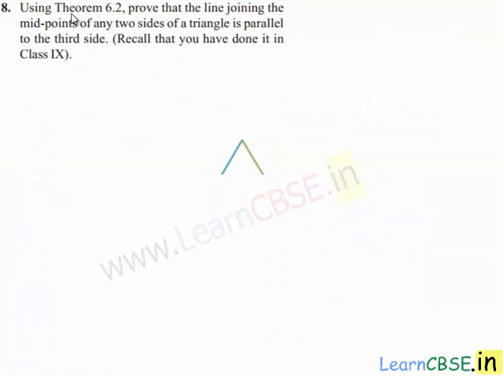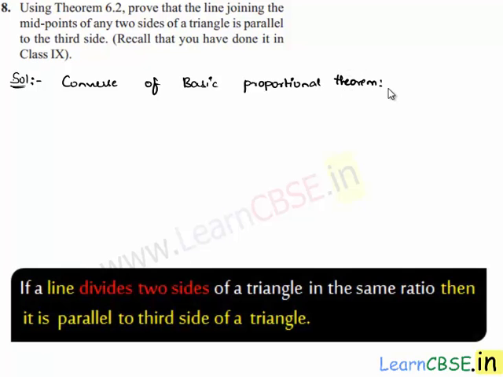Moving on to the 8th question. Using theorem 6.2, prove that the line joining the midpoints of any two sides of a triangle is parallel to the third side. Now moving on to the solution. Theorem 6.2 is nothing but the converse of the basic proportionality theorem, which states that when a line passing through two sides of a triangle divides the two sides in the same ratio, then the line is parallel to the third side.